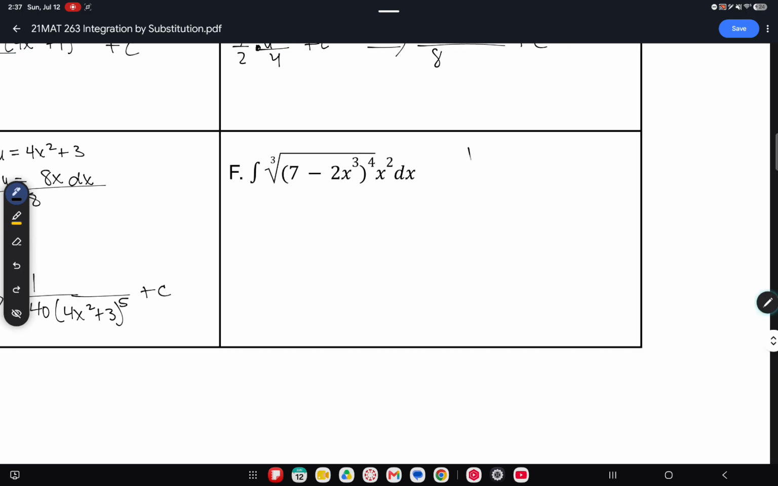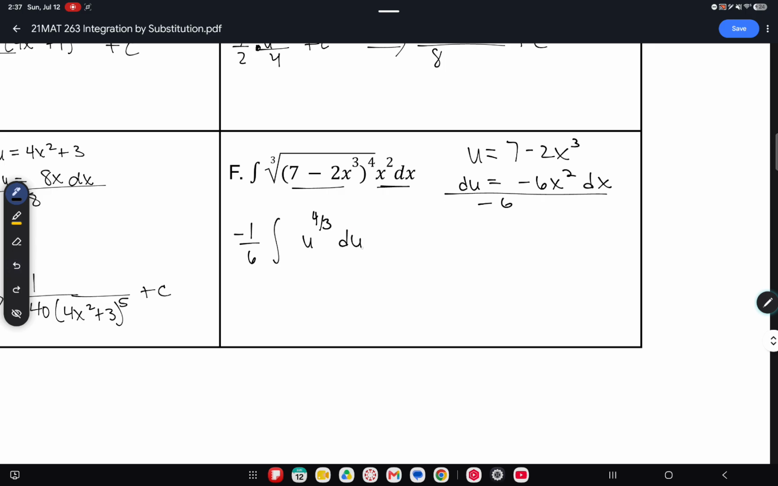All right. Let's do the grouping here. We got 7 minus 2x cubed. So du is going to be what? -6x squared dx. I just have x squared dx, so I need to divide both sides by -6. So -1/6, and that becomes u to the 4/3, because I have that exponent of 4 here, du.